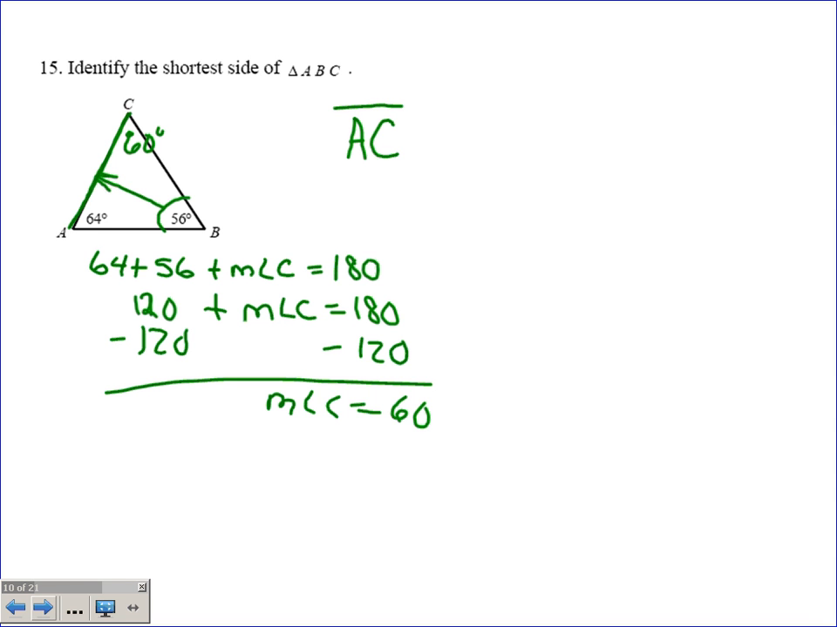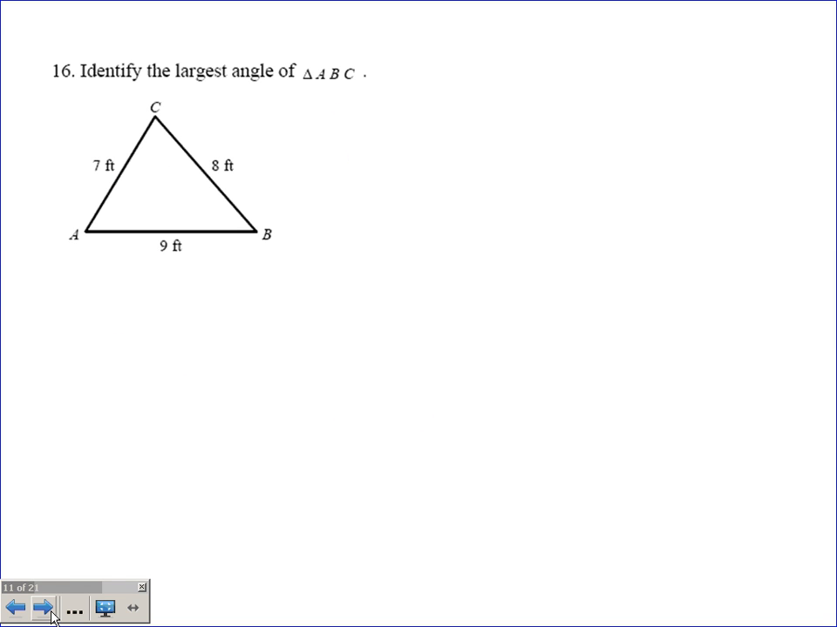I'm so confused on what you just said. We found the smallest angle. The shortest side is across from the smallest angle. Okay. The next one's basically the same thing. Number 16, let's have Andrew Palmer. Largest angle. Which is the largest side?